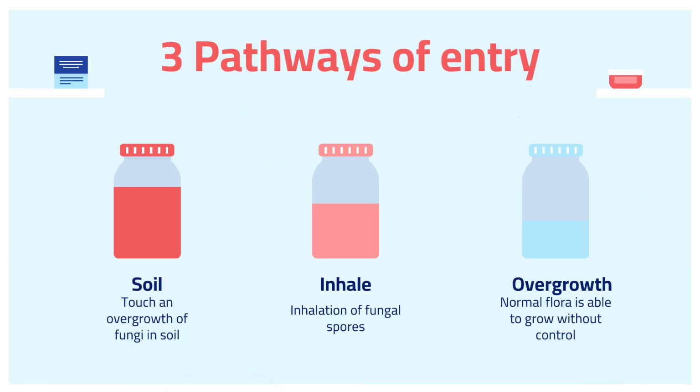So fungi really only have three portals of entry into human hosts. So either a human will touch an overgrowth of fungi in the soil. So think about if you're walking through the woods or you're planting in a garden, or we're touching an overgrowth maybe in a shower, and that's how we end up with athlete's foot. Those are all ways that we're getting in contact with a fungus.